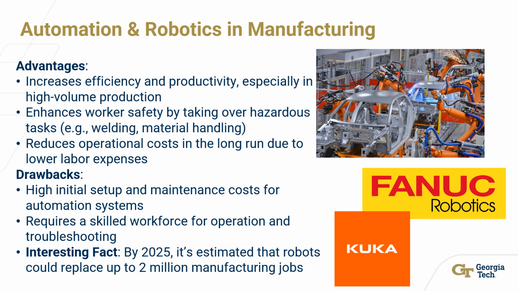Two of the big players in this space are Fanuc and Kuka, who supply many of the robots to manufacturing lines around the world. Some of the advantages to automation and robotics in manufacturing are that it increases efficiency and productivity, especially in high volume production.